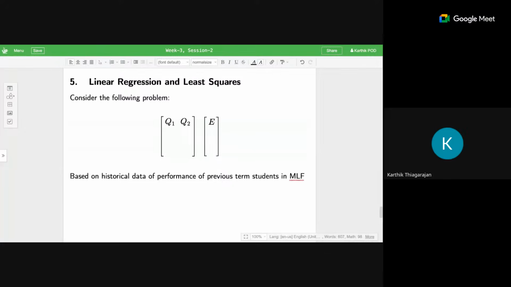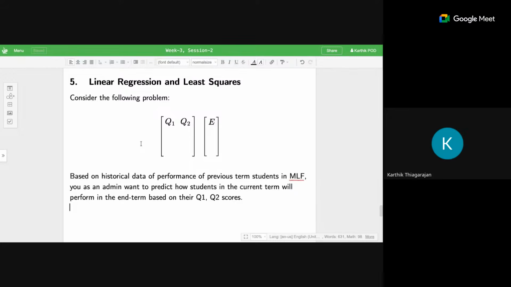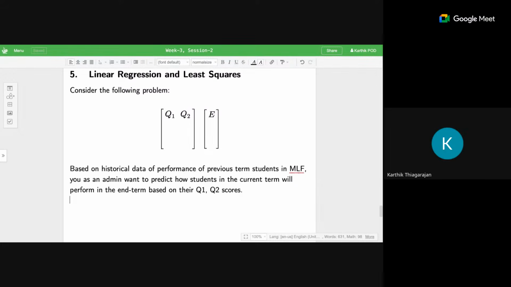This is the data you have. Based on this historical data, you as an administrator want to understand or want to predict how students in the current term will perform in the end term based on the Q1, Q2 scores. Is this problem statement clear? Yes. We have data with this.